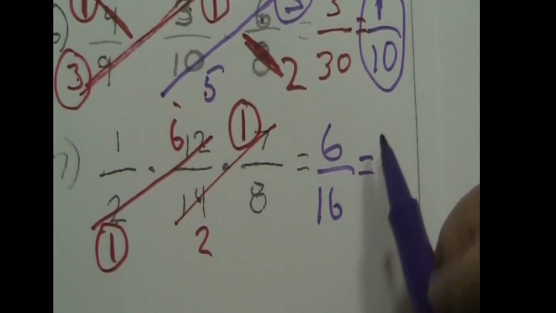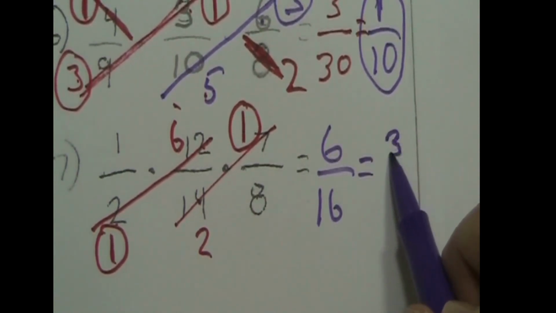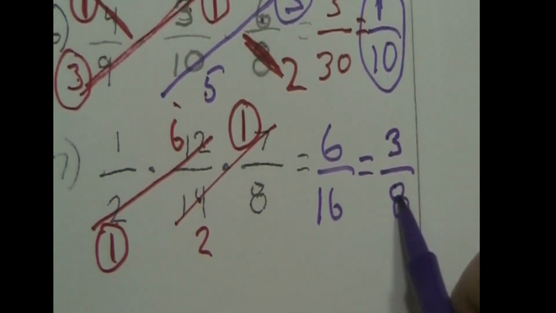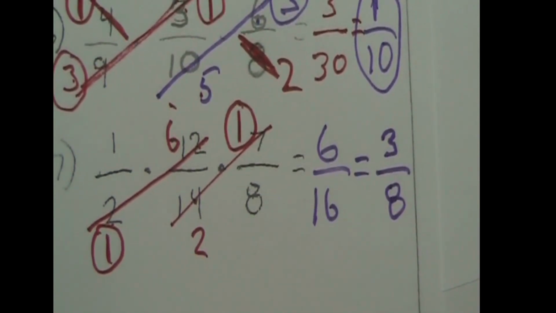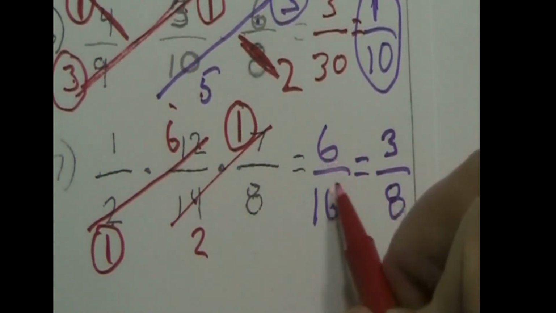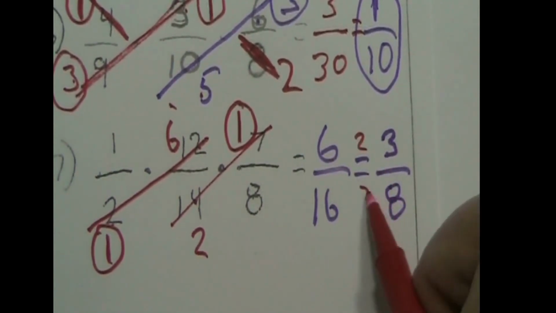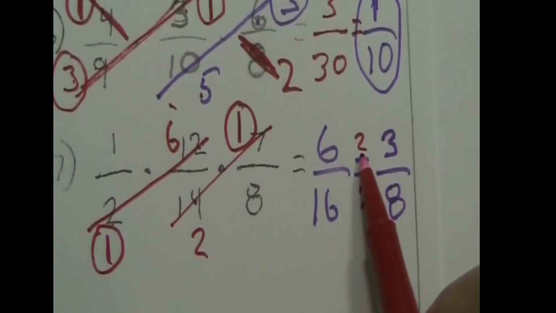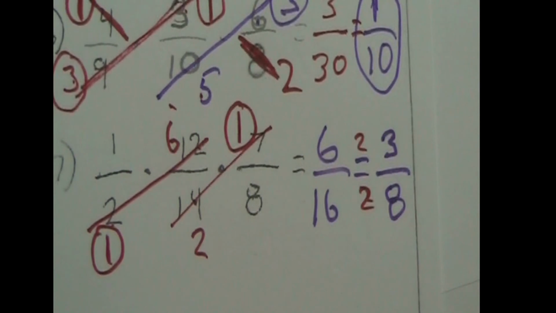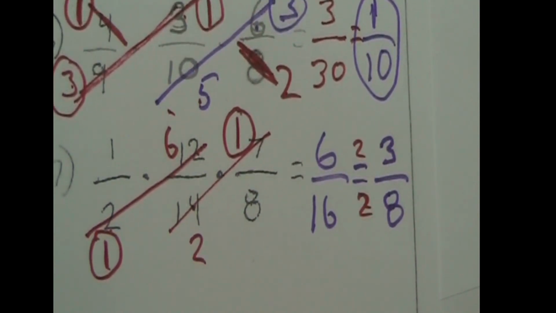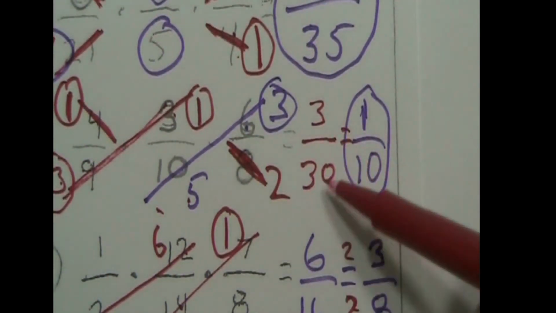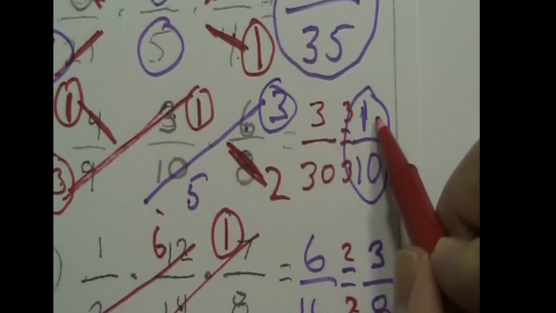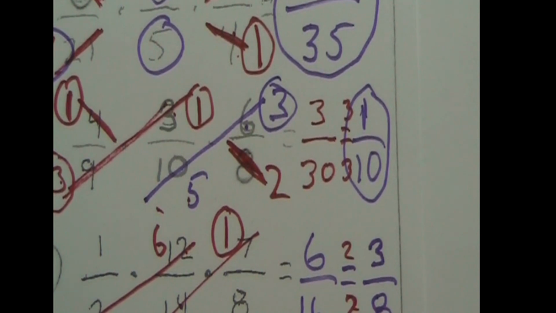So let's see. 2 goes into 6 3 times. 2 goes into 16 8 times. If you're having problems seeing that, what I always like to do is put 2 goes into both of these. I'll put a 2 there and a 2 there. Just to remind myself, I'm going to scale it down by 2. I'm going to scale it down by 2. And that's all we're really doing. We're scaling them down. Like this fraction, I scaled it down by 3. I went down by 3. Okay?